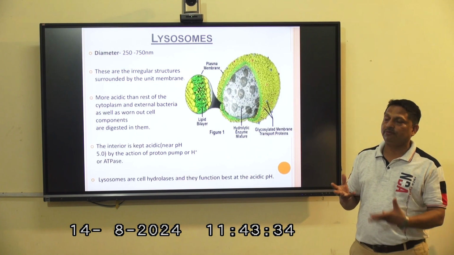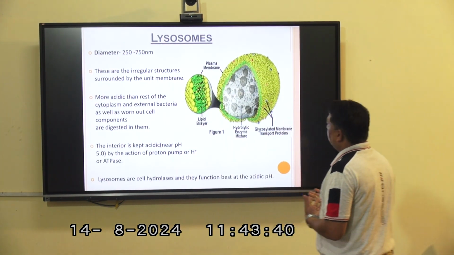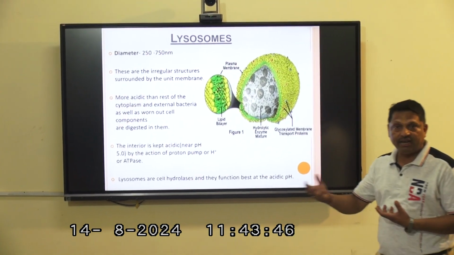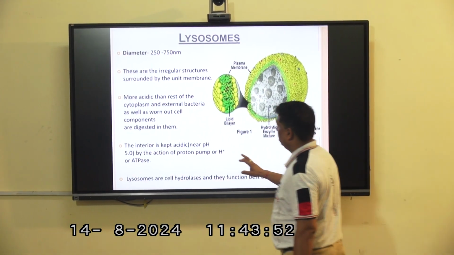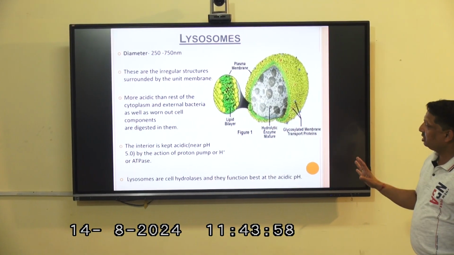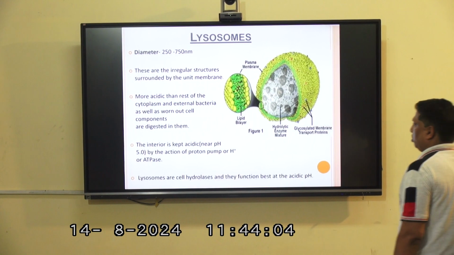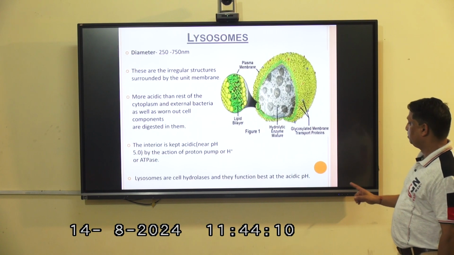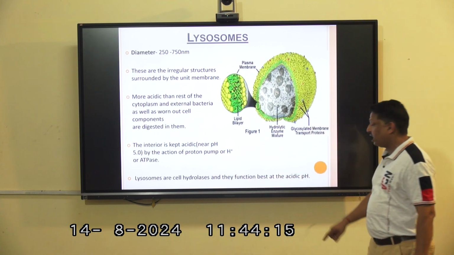Because whenever starvation and a feedback condition comes in cells, and there is some entry of undesirable molecules, either foreign antigen or members inside the cell, then these hydrolytic enzymes release and engulf them immediately. And then one particularly most important factor is the intense acidity. This is a region where the pH is 5, maintained by the action of the proton pump on hydrolytic enzymes. Lysosomes are cell hydrolases and they function best in acidic pH. This is a very important point that they function best at acidic pH.